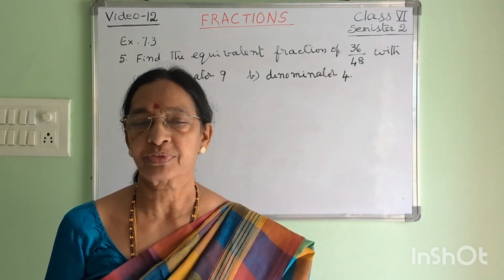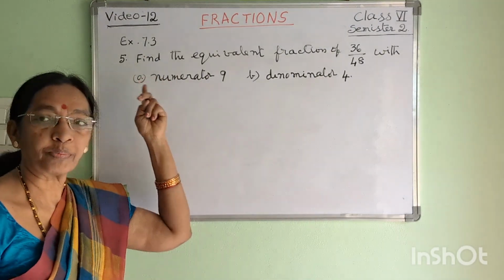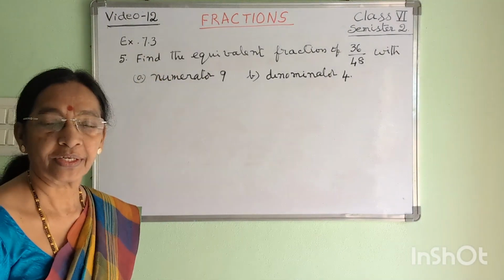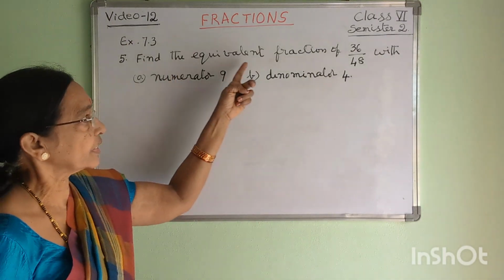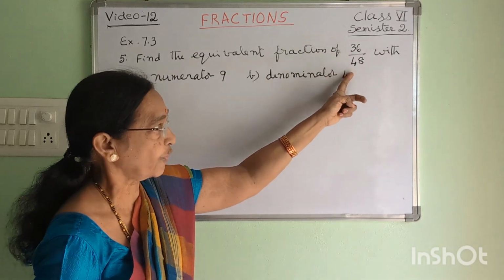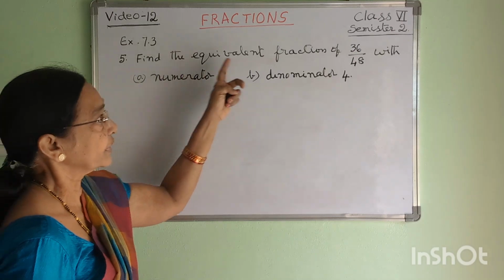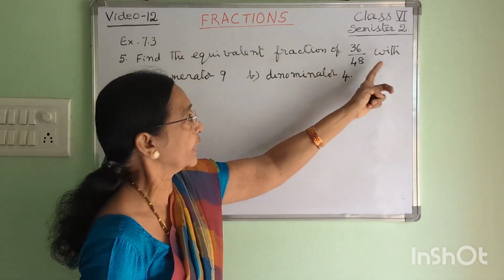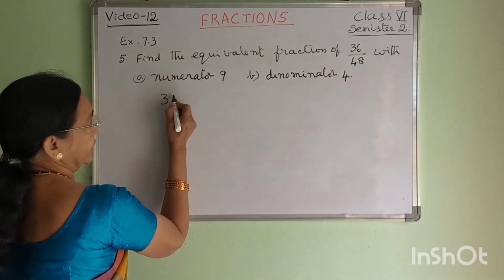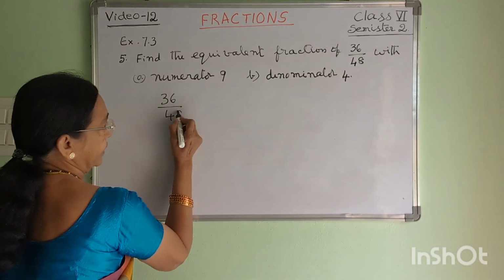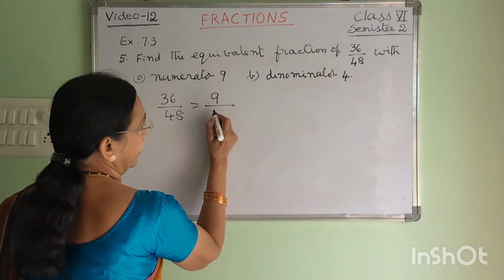So far in the previous videos, we have solved up to the 4th problem in exercise 7.3. Now we will start with the 5th problem. Find the equivalent fraction of 36 by 48 with numerator 9, and find the equivalent fraction of 36 by 48 with denominator 4. So we have to find the equivalent fraction of 36 by 48 with numerator 9.